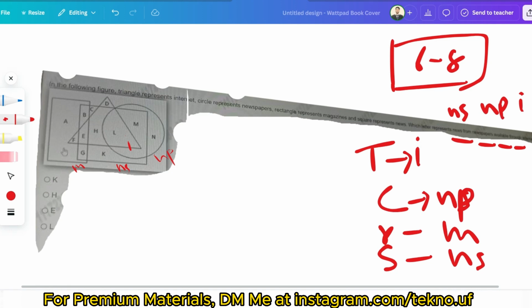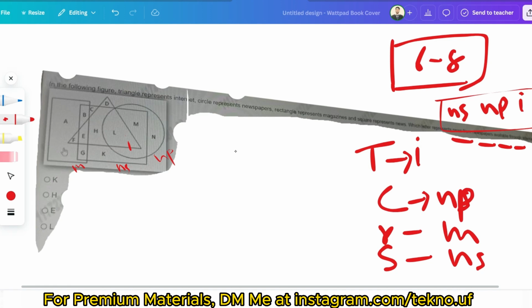So this should be available at all these sections: news, newspaper, and internet. Okay, so let's check it. Which letter represents news from newspapers? So from newspaper, what are the letters present? That is LMN. So circle is newspaper, right? So LMN is present inside the circle.